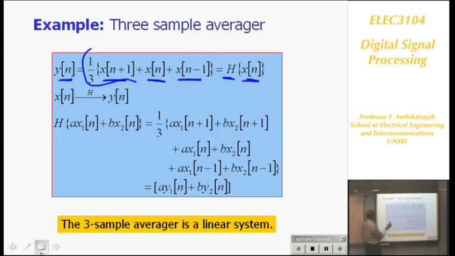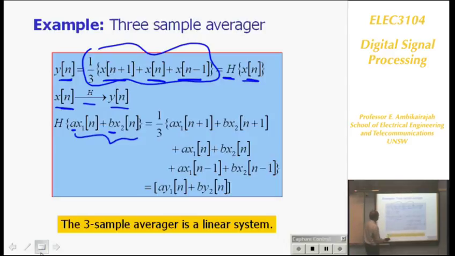Now let's start. How do I show this is a linear system? I take the input x1 multiplied by a, x2 multiplied by b, and pass them through the system. When I pass them through the system, this is now going to be my input. So wherever there is x[n+1], this will be a x1[n+1] plus b x2[n+1]. Then x[n] is exactly the same, plus x[n-1]. If you put x[n-1], this will be a x1[n-1] there, plus b x2[n-1] there.